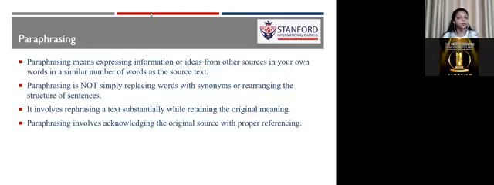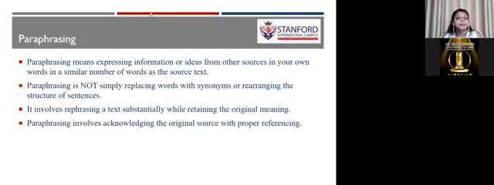Again, like how we did for summarizing, you have to understand the whole thing by reading it carefully and then try to write that in a different way, rather than just replacing synonyms. It involves rewording a text substantially while retaining the original meaning. So you have to get the main meaning and then write it using your own words, but you cannot change the author's meaning. You have to retain the original meaning. We say the sentence in a different way, but we do not change the idea of the original sentence.